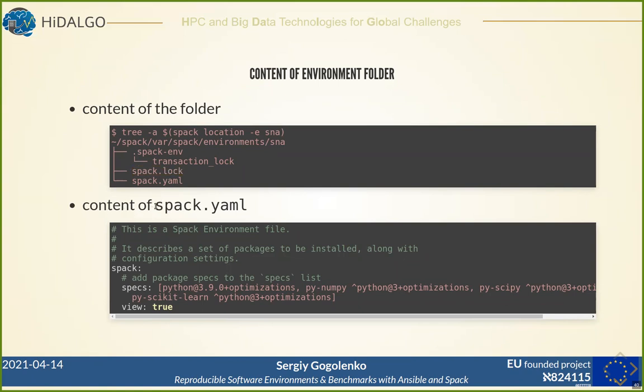So let's take a look at the content of spack.yaml. Here is an example which will be generated by the previous commands. You have here the list of specs and view: true. Well, actually, I didn't tell you before about view. A view is basically a way of creating references to different libraries and executables and so on in one place for all the dependencies of the environment, for all specs and dependencies of the environment.